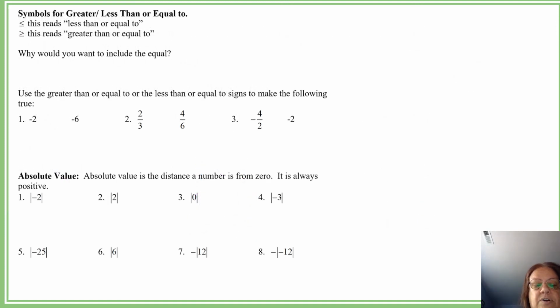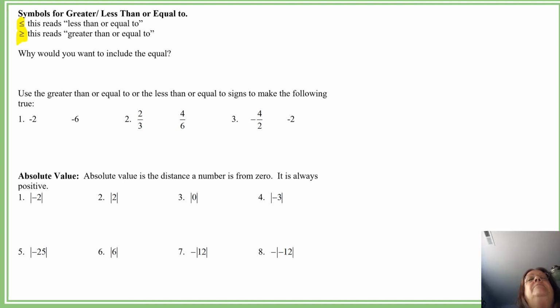Okay, so now we're using greater than or equal to and less than or equal to. So this is less than or equal to, and this one is greater than or equal to. Why would you want to include the equal? Well, it is possible that in two different forms they are equal. Like if you were using a decimal and a fraction, it's possible they're equal too. So we need to include that possibility. All right, use the greater than or equal to symbol.